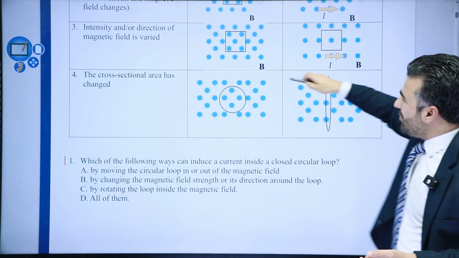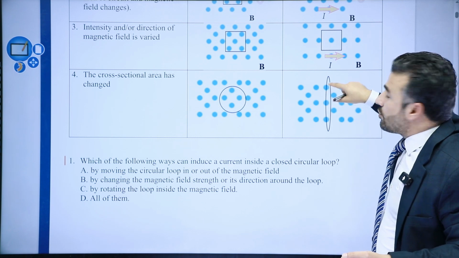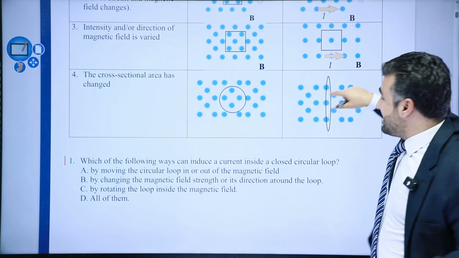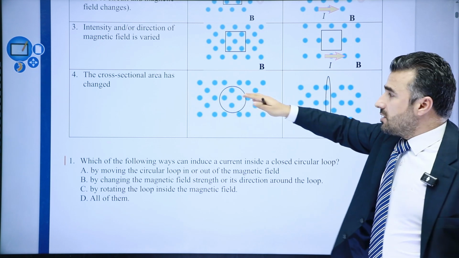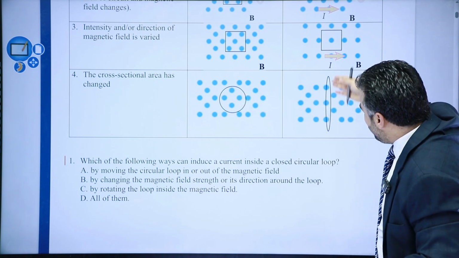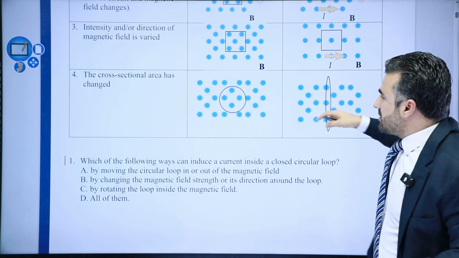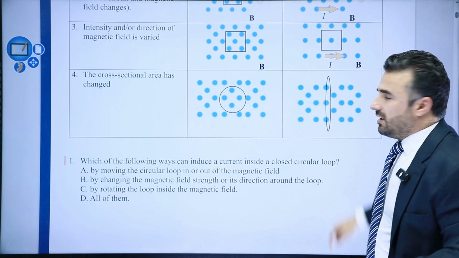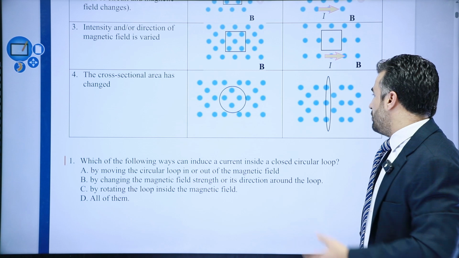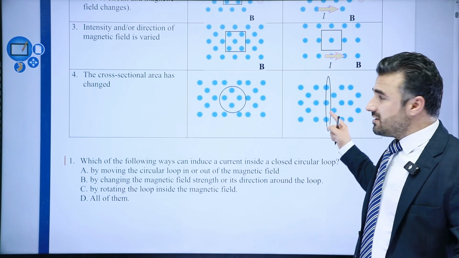So when I make it this way, you can see here the cross-sectional area where the magnetic field lines are crossing is very little compared to what was there. That means fewer magnetic field lines are cutting through the cross-sectional area. We're changing something from a circle to almost something very thin, like a wire. There are fewer magnetic field lines cutting through this.